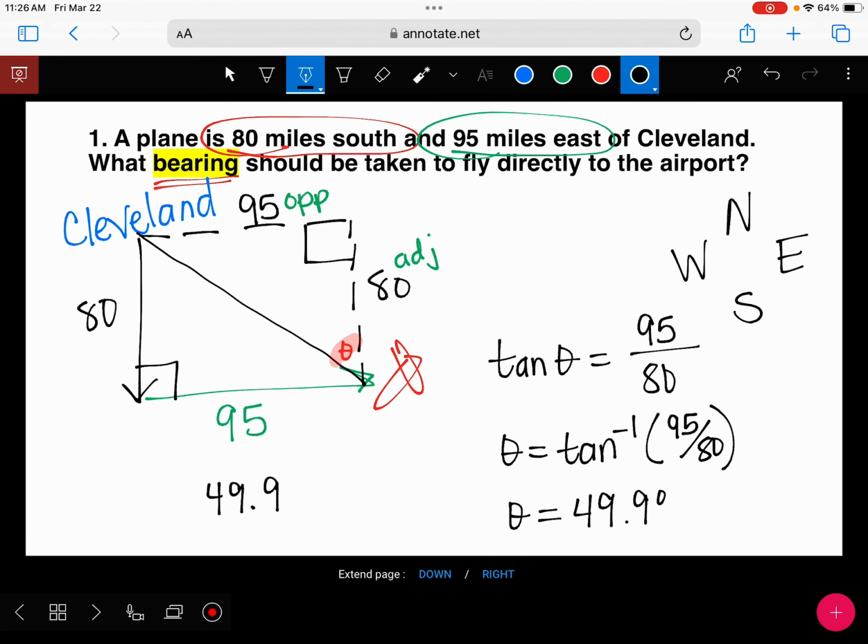So let's look at this. Originally the plane traveled southeast. So to go back to Cleveland, what direction would it have to fly? Northwest. So we have to put the north. North has to go on the left. West has to go here. So this is how you show a bearing.